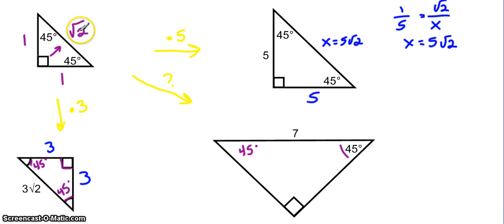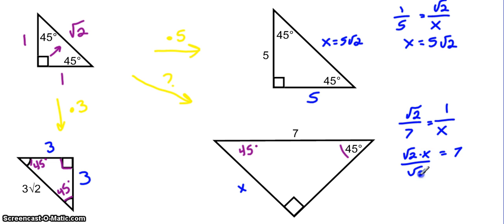Let's write a similarity ratio. The square root of 2 to 7. Now let's call this side x and say 1 to x. All right, square root of 2 times x, and 7 times 1, 7. To get x by itself, I'll have to divide by the square root of 2. And so that means that x equals 7 over the square root of 2. That's a little bit funny, but that's how we're going to leave it. This side is 7 divided by the square root of 2.